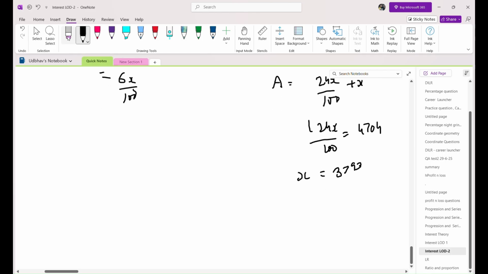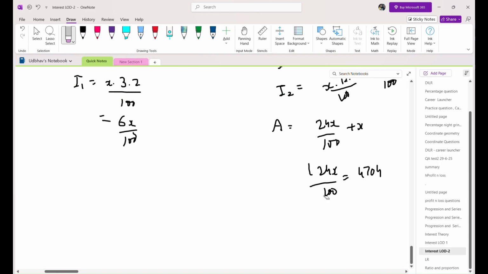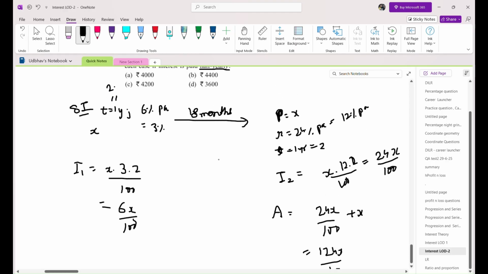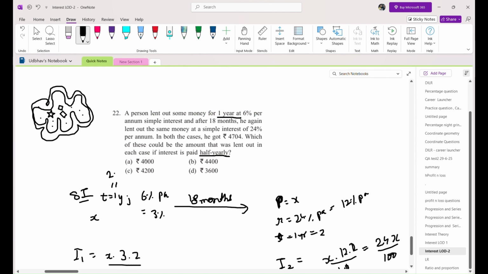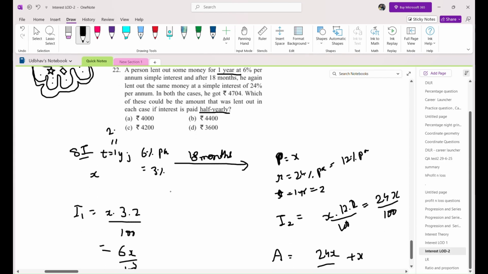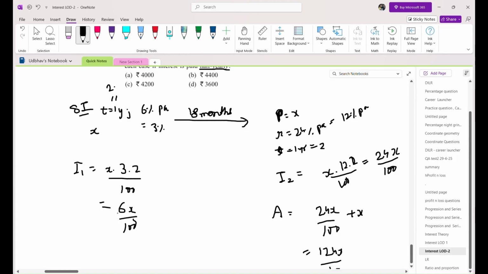Okay, so I have to think more on the question. The amount is correct, 124x upon 100. And one thing I can think of is he's lending this money out for 1 year. But what is happening in these 18 months? Is he getting the money back and then putting it again, or is he not getting the money back? If he is not getting the money back, then after 1 year also, for 18 months there will be accumulation of interest on it. So we'll have to take account of that also.